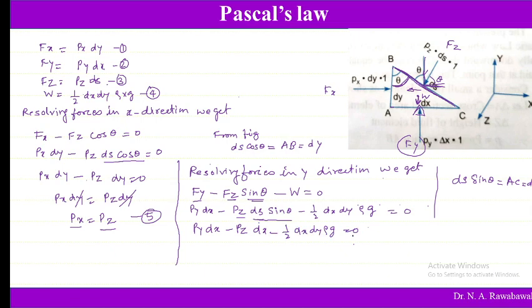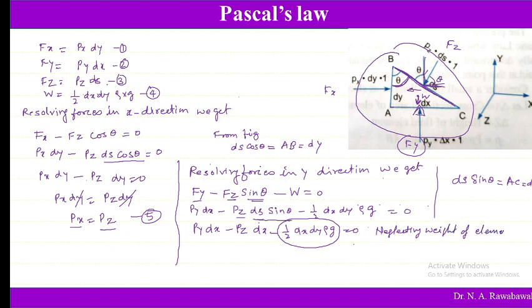So now what we can assume is the weight of this small component is negligible, a very small element we are going to consider, so this term becomes 0. So the self weight of this small element of fluid is going to be 0, neglecting the weight of the element. We get py dx minus pz dx is equal to 0, or py dx is equal to pz dx. So dx gets cancelled, therefore we can write here py is equal to pz.